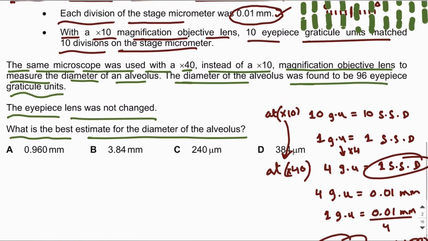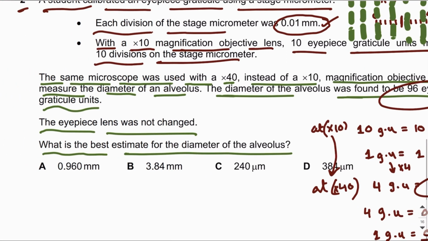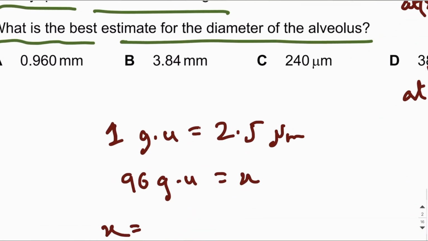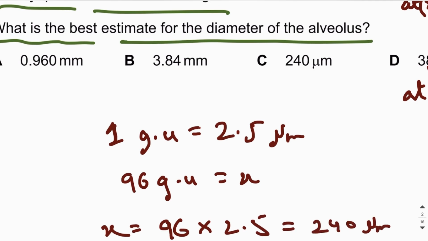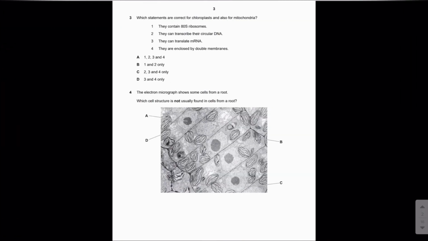The number of graticule units measured, or we can say the diameter of the alveolus, is equal to 96 graticule units. So 1 graticule unit is equal to 2.5 micrometers. So 96 graticule units will be equal to x. If we cross multiply, x will be 96 × 2.5, that is 240 micrometers. So the alveolus has a diameter of 240 micrometers. We are done with MCQ number 2. Let's move on to MCQ number 3.